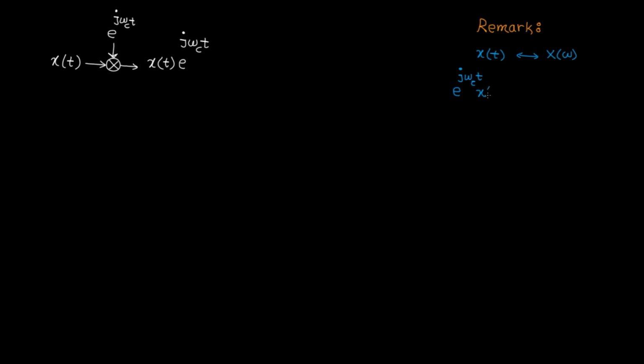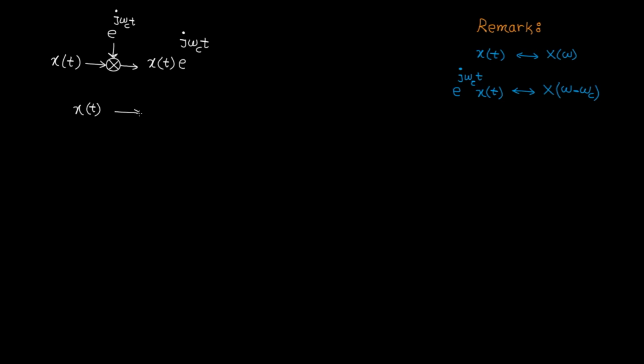Let's see how modulation works. If we multiply x(t) by this complex exponential function, we get this. From my lecture on Fourier transform tables, we know if we multiply x(t) with this complex exponential function in the time domain, X(ω) gets shifted by ω_c. This is called frequency shifting property.